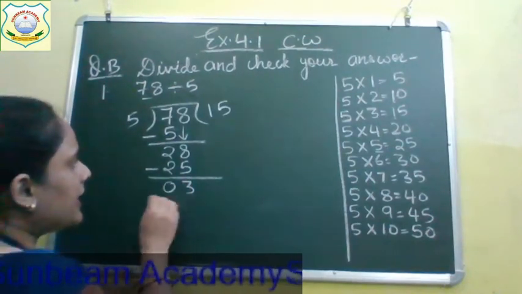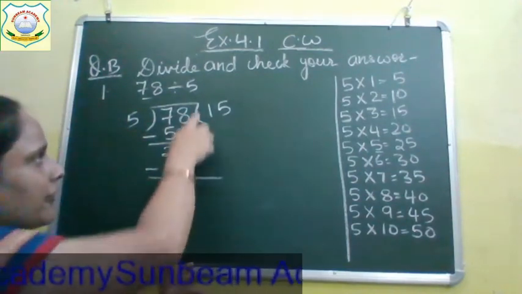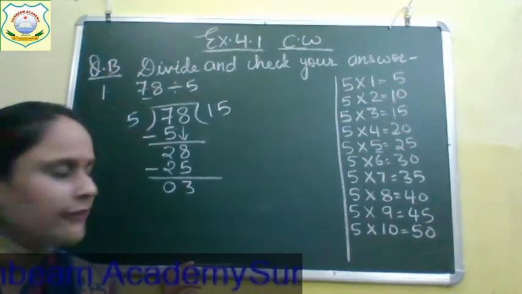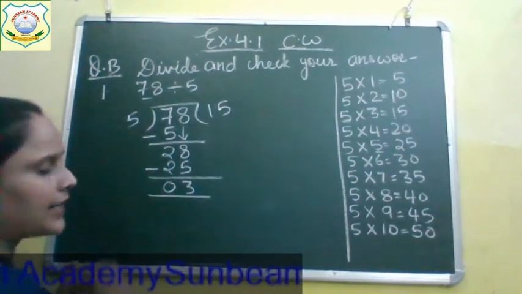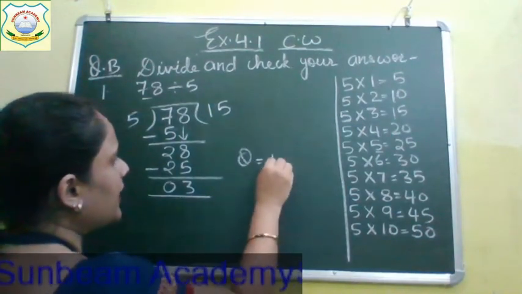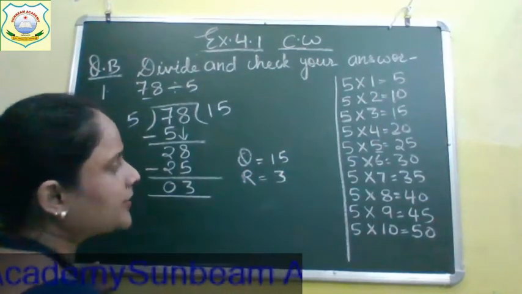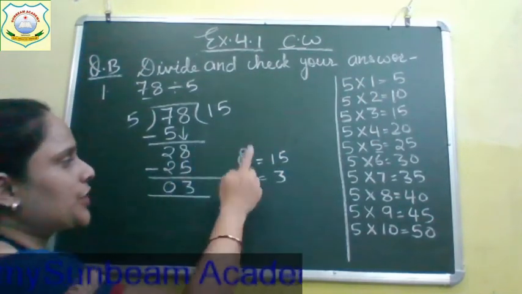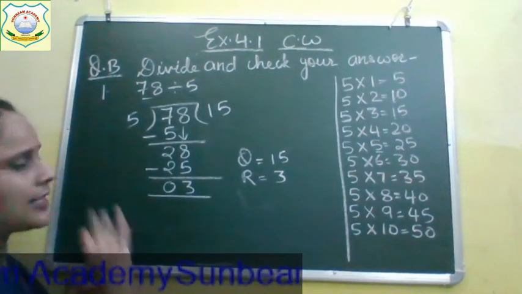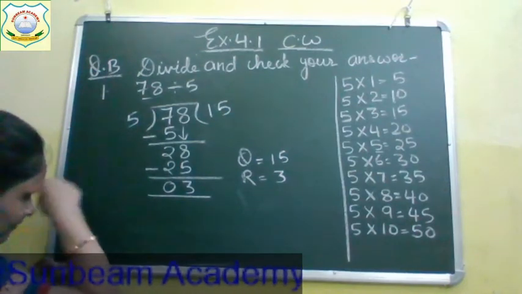Now, is there any number left that we have to bring down? No number is left. So, we got 3 over here. Okay. Now, how much is our quotient? It is 15. Remainder is 3. We have the quotient, we have the remainder, and how much was the divisor? Divisor was 5. Now write the checking formula, all of you.